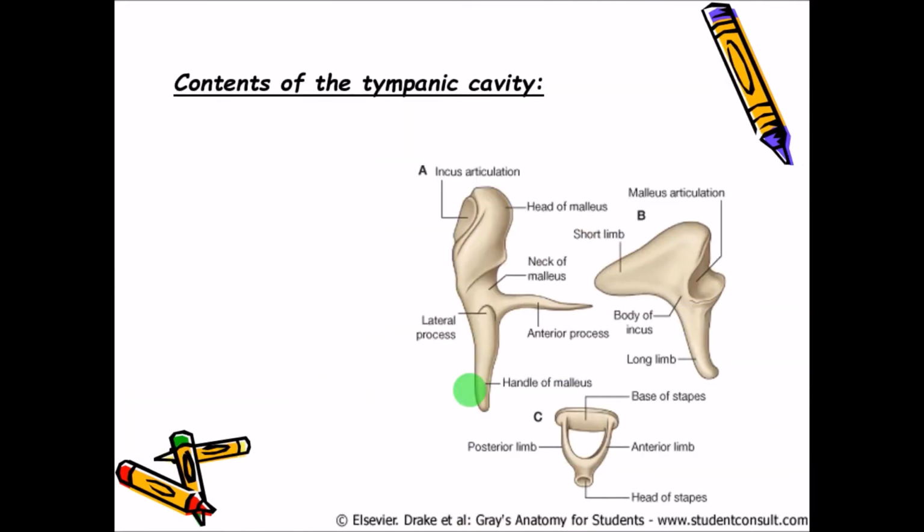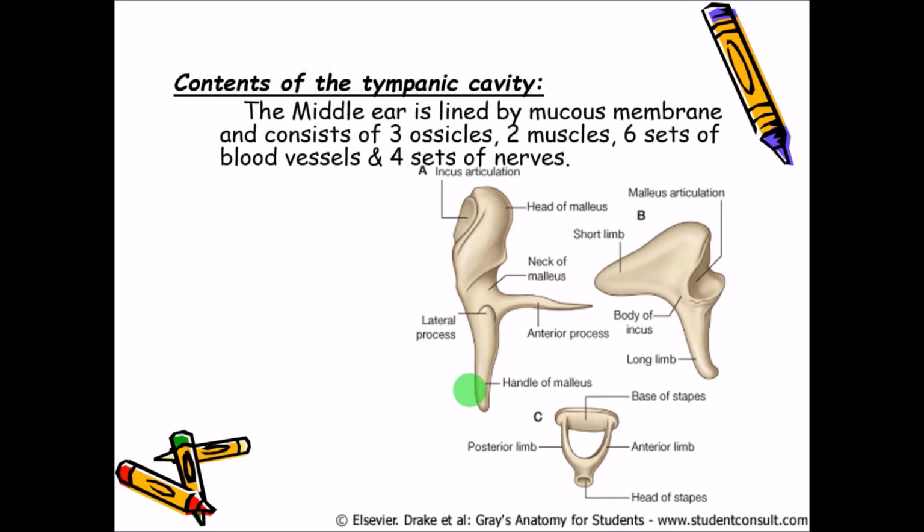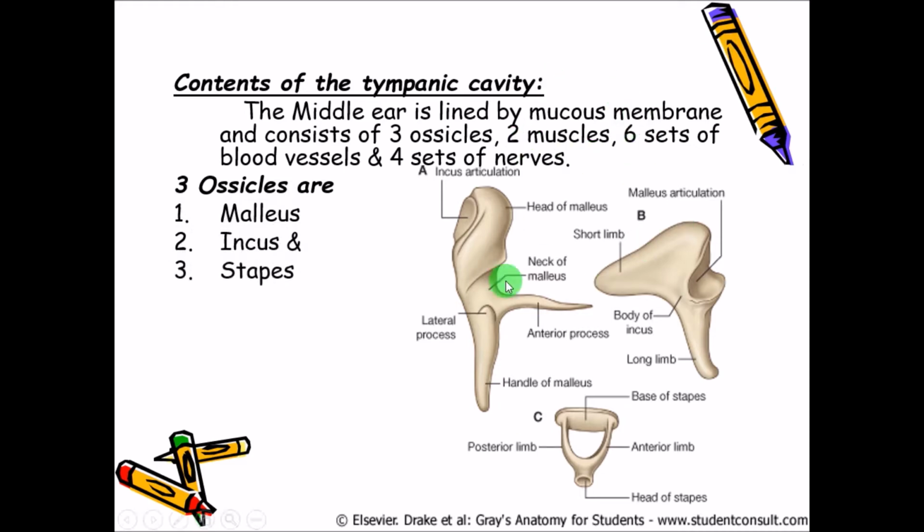Coming to the contents, what exactly do we see within the tympanic cavity or middle ear? It is lined by mucous membrane and consists of 3 ossicles, 3 small bones. Here you can see the 3 ossicles, and we see 2 muscles, 6 sets of blood vessels and 4 sets of nerves. The 3 ossicles are the malleus, incus and stapes. This is the malleus, this is the incus, and this is the shape of the stapes.